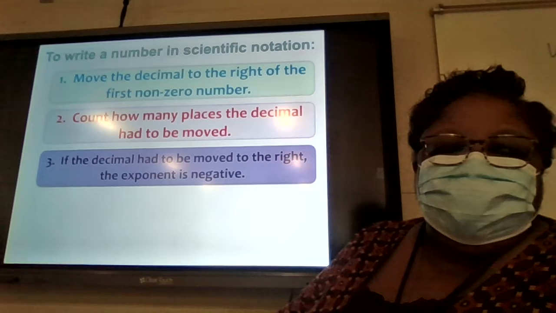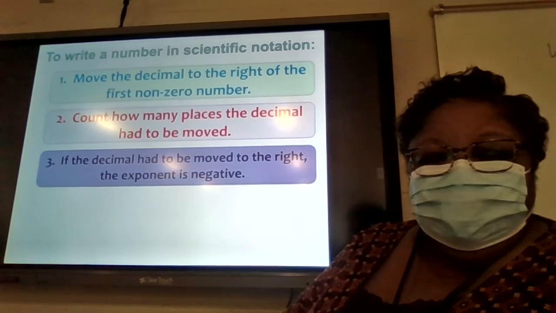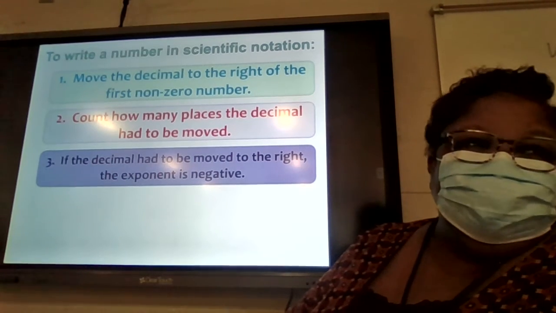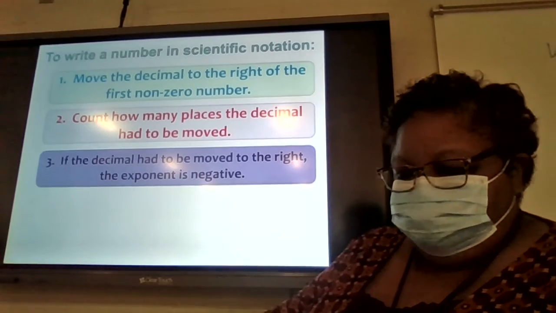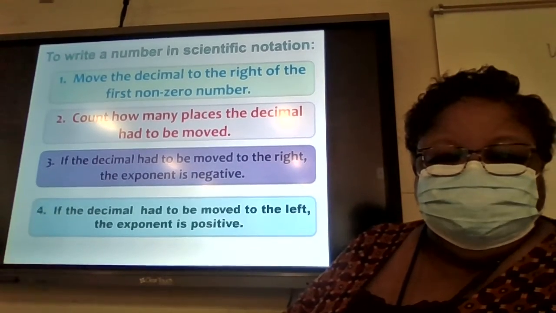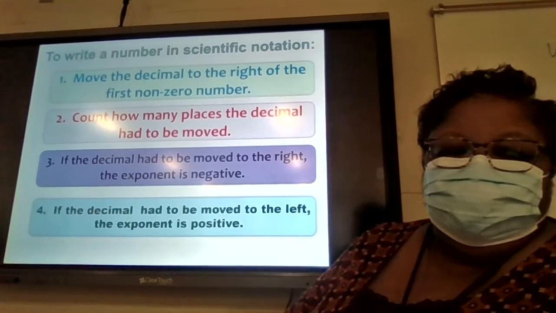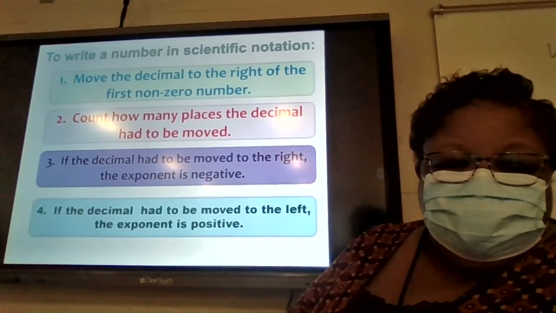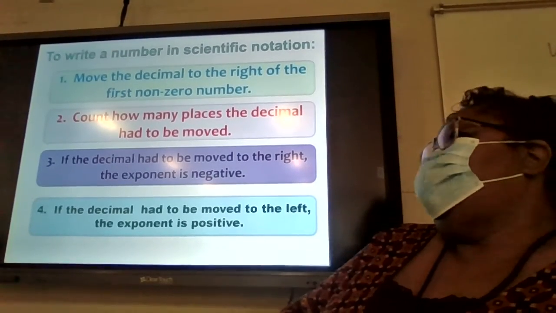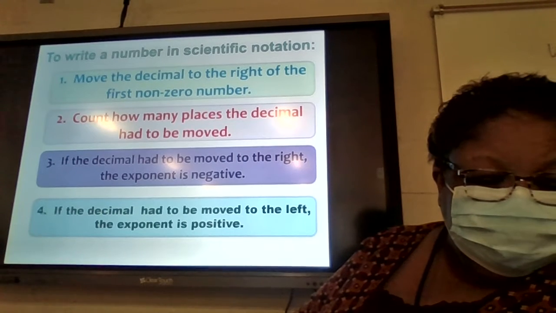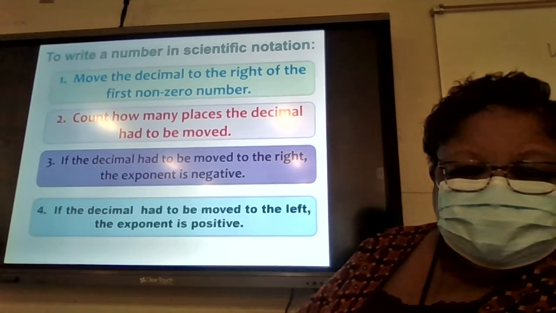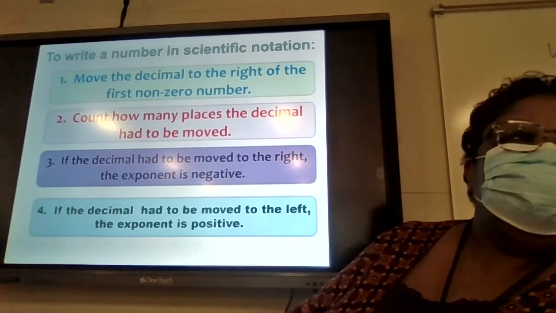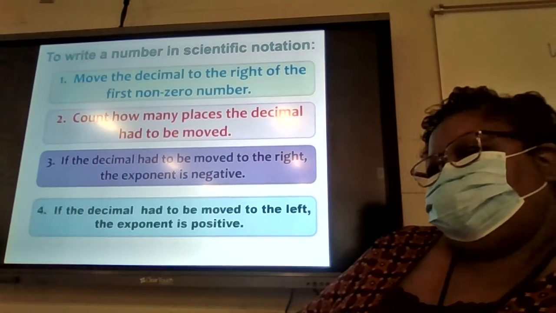And then if the decimal had to be moved to the right, the exponent is negative, which means if you move it to the left, then it's what? Positive, exactly. So if you move the decimal to the right, your exponent is negative. If you move it to the left, it is positive. So your exponent, your 10 to whatever power, depends on which way you move your decimal.